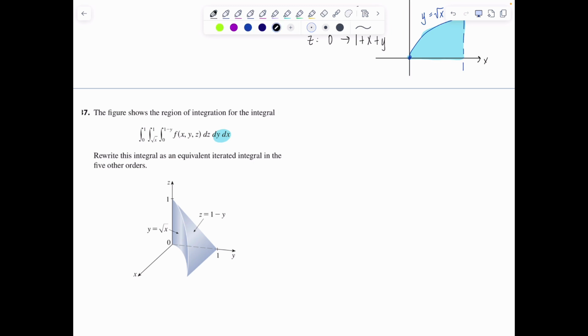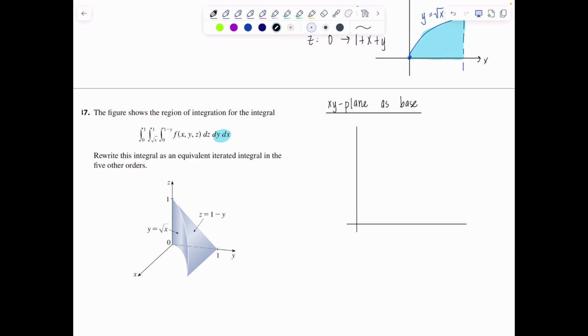Currently, the XY plane is being treated as the base. That's currently how it's set up. So currently, the limits for x go from 0 to 1 minus y, and the limits for y go from root x to 1.